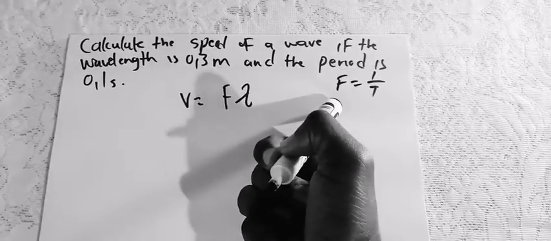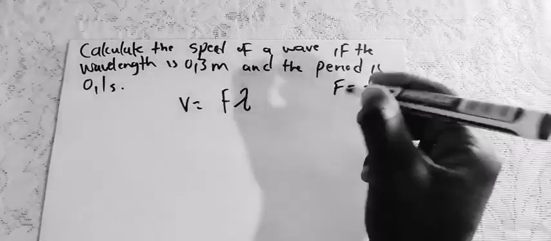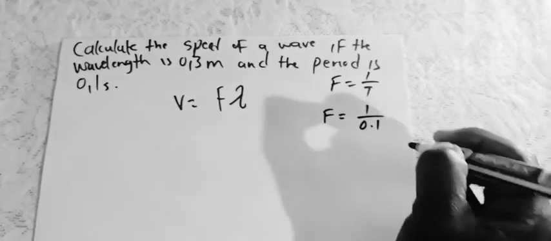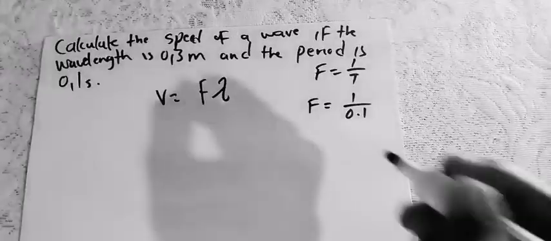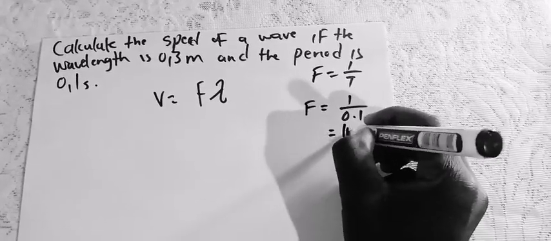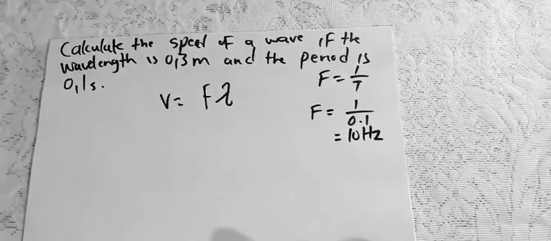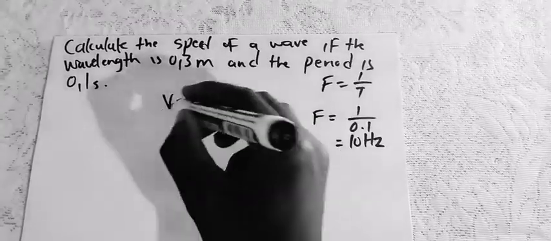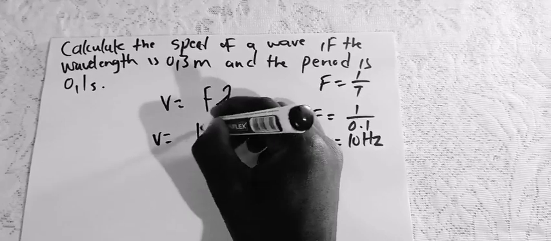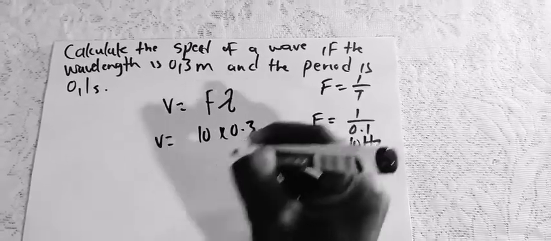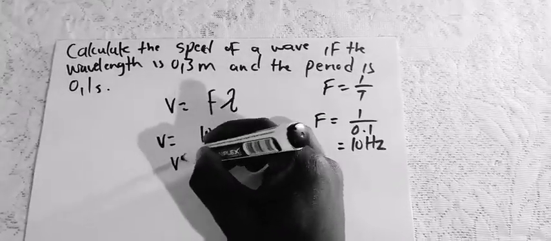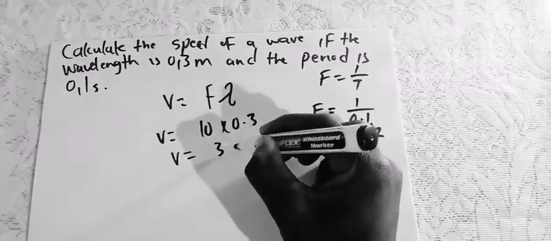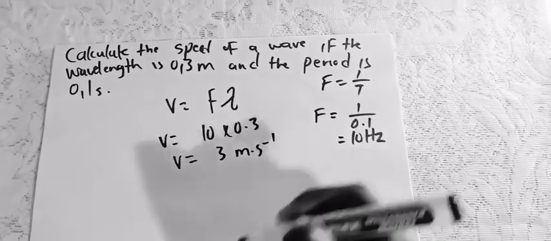So f equals 1 over that 0.1. Then use your calculator. You will get 10 hertz. Then take that 10 hertz and substitute it into your formula. Now v is 10 multiplied by 0.3. Then use your calculator. You will get v equal to 3 meters per second.